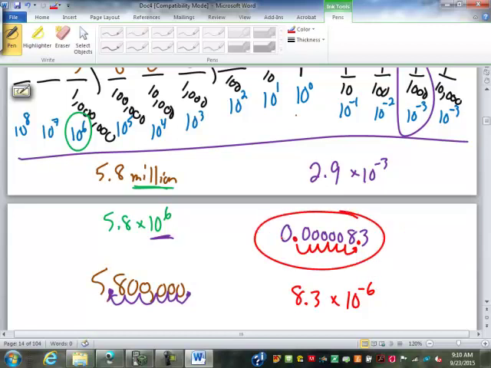Because this is a really small number. It's less than 1. So it has to be in the negative place values. This had to be a positive 6 because it's a large number. It's in the positive place values.